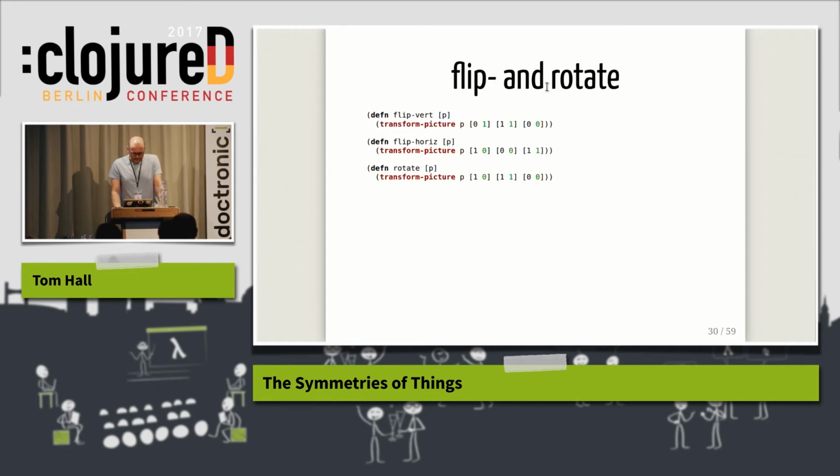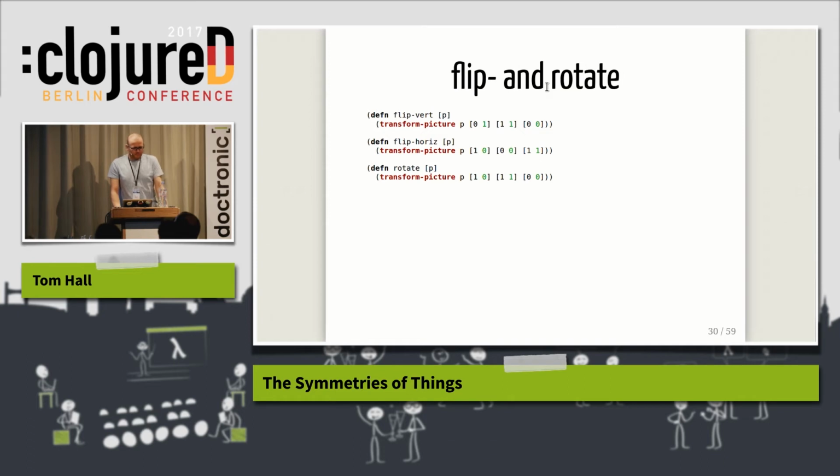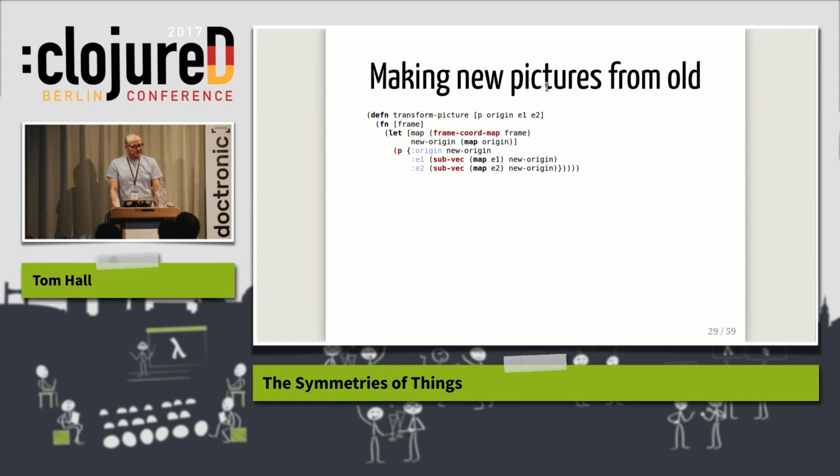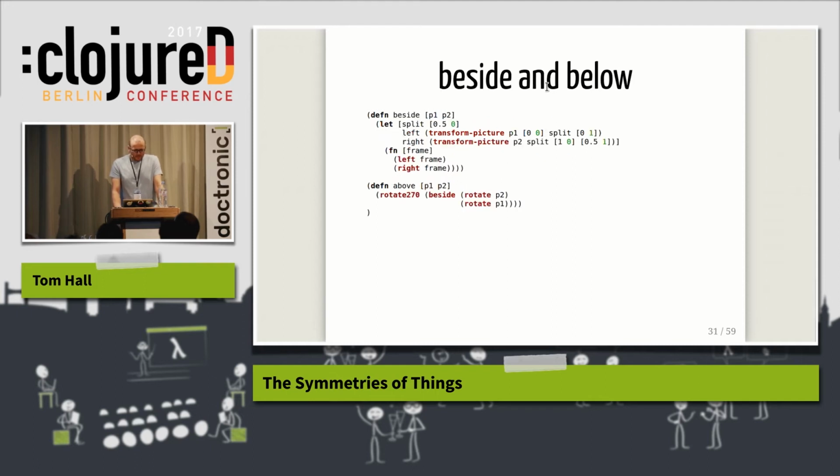I'm not going to talk about this, but we can use this higher order function again to have picture transforming functions, which we can then use to create a flip vert, flip horizontal, and rotate function. But we can then do beside and below in terms of these transformations as well. And beside and below is interesting.